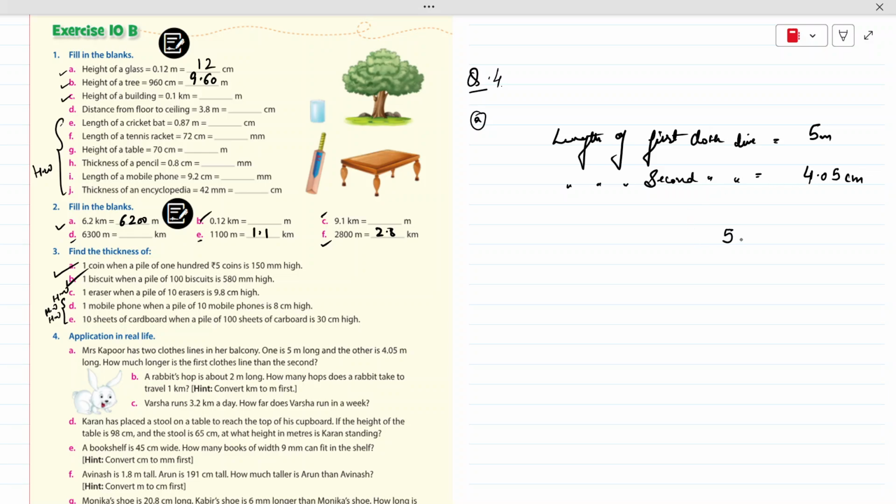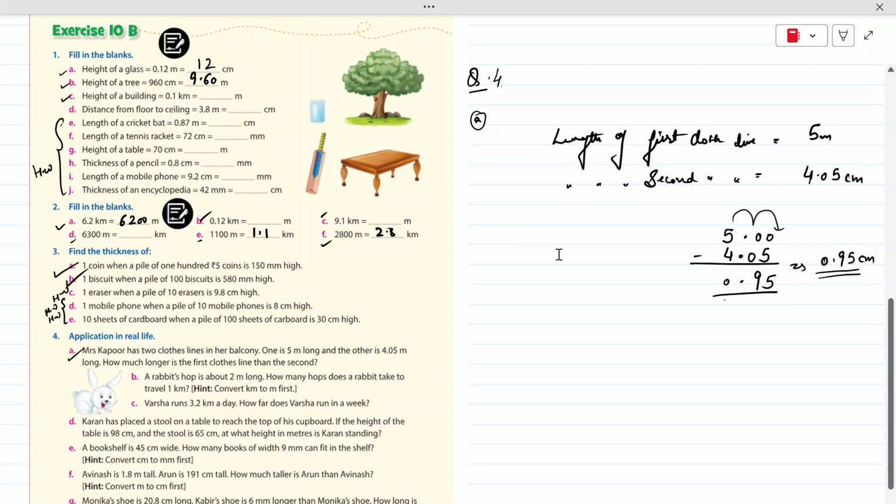So what we have to do is subtract 4.05 from 5. Make it decimal first, so we'll add 0, 0. Now do the general subtraction. Okay, so 10 minus 5 is 5, 9 as is. The answer is 0.95 meters. So the first clothesline is longer by 0.95 meters than the second one, right?